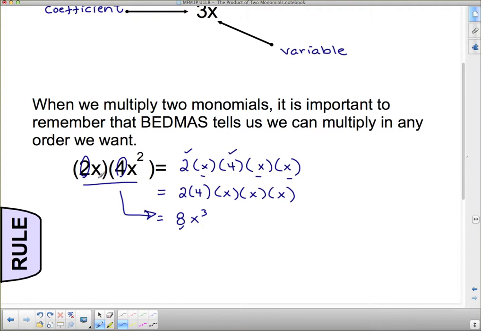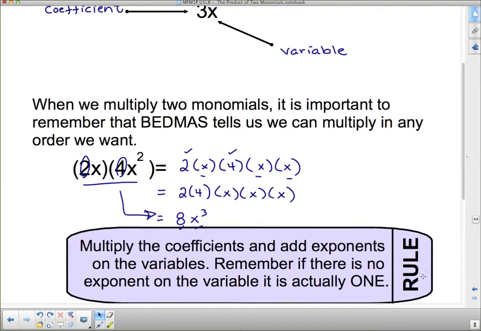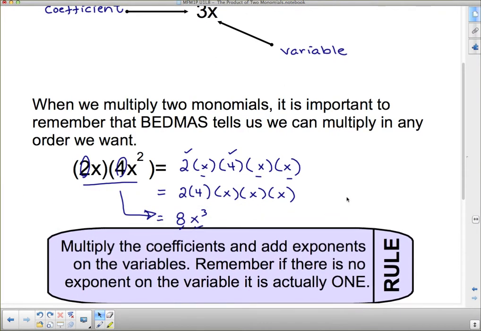This bracket has 2 x's, and this has 1 x. And so if I have 2 x's here and 1 x here, when I multiply them all together, I'm actually multiplying 3 x's. So I can write that as the power x cubed. And so that is actually the rule. The rule here says multiply coefficients and add exponents on the variables. Remember, if there is no exponent on the variable, it is actually 1. So I can simply just add them. I've got 1x here, which the exponent doesn't say, but we understand it's there, and 2 here. So I've got 3 in total.